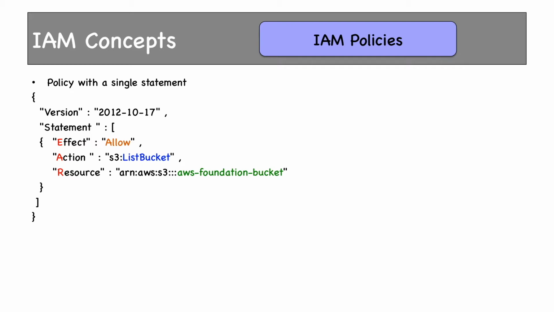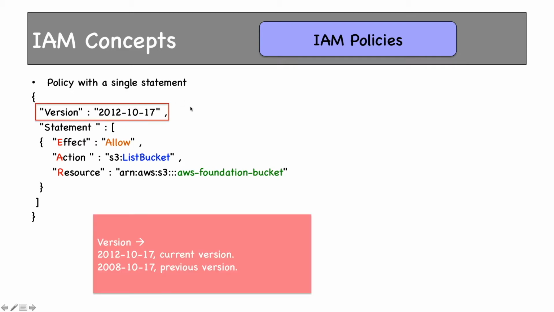Have you noticed something? This is a JSON document. Policies or permissions are written in JSON. The purpose of this policy is to allow list bucket action on AWS Foundation bucket. Let's decompose it step by step. The first one is version. These are the supported versions as of now. For current version, we will always mention 2012-10-17. That means 17th October 2012.